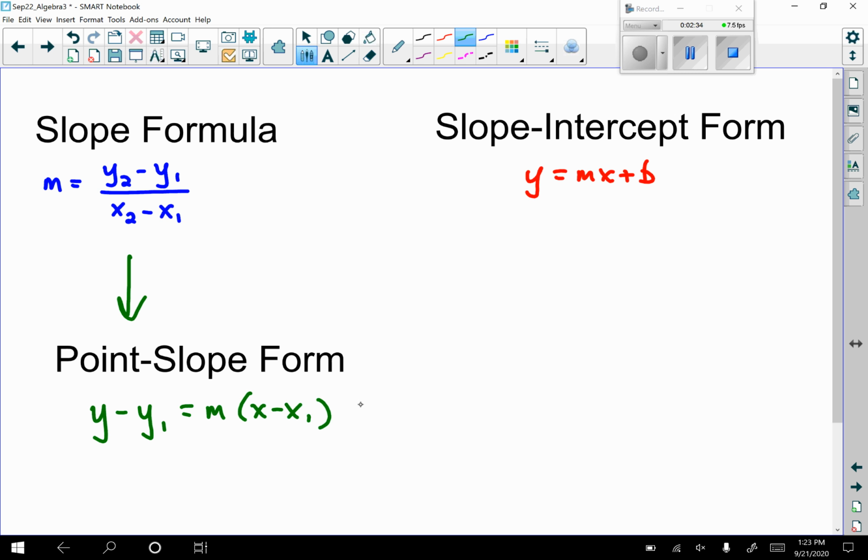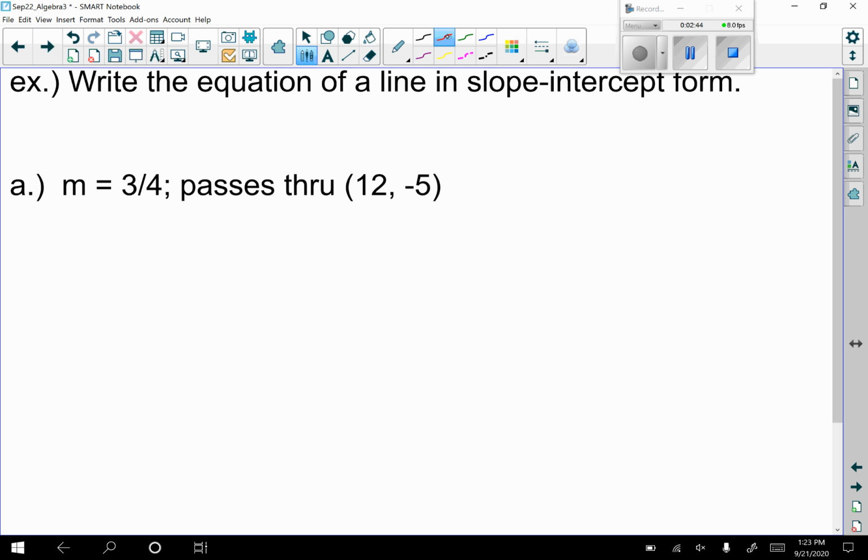So again, we're going to use slope-intercept form and point-slope form to help us. You guys pick which method you like, and then you just use one. I'm going to keep showing both, though, but you pick one. All right, so our first example, pause the video to copy this down. We're going to write the equation of a line, ultimately in slope-intercept form here.